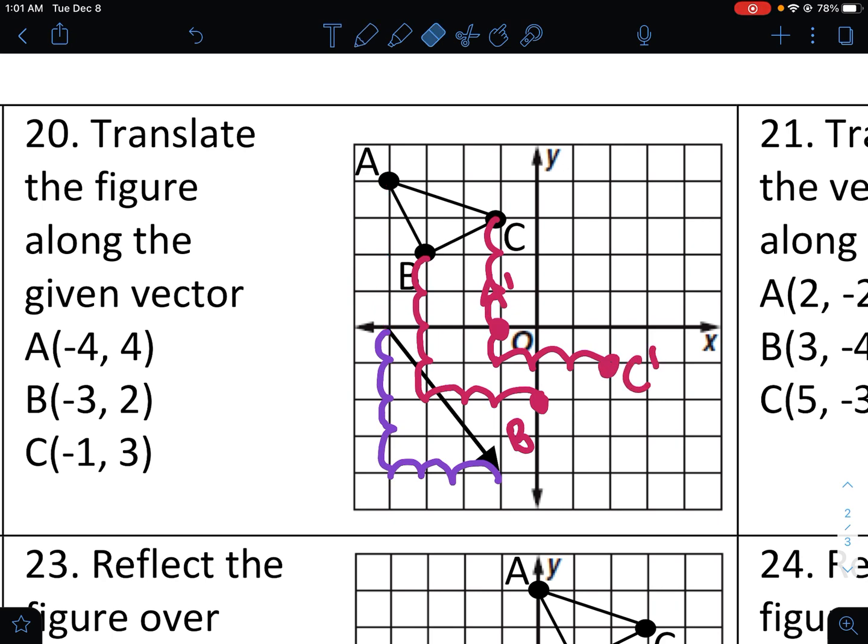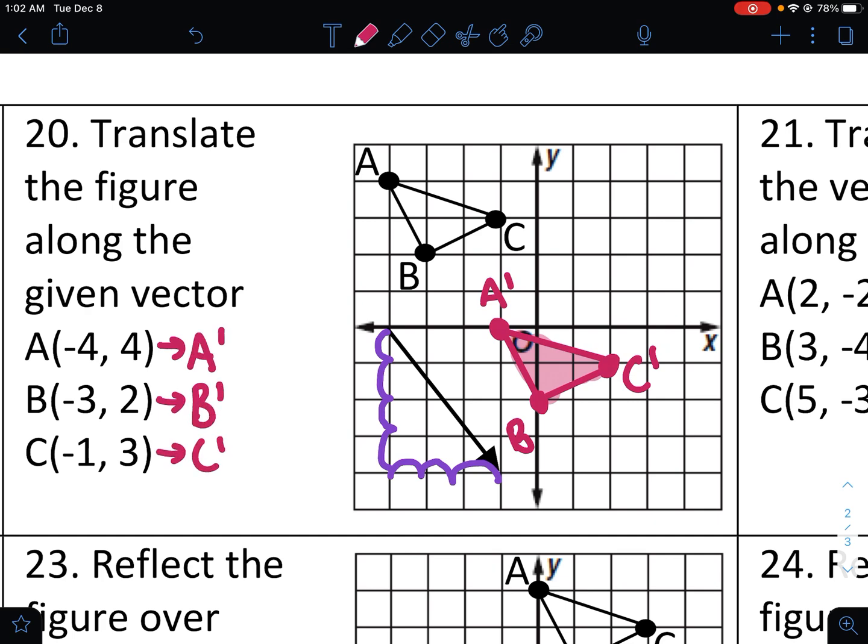I'm going to get rid of all of this because it's just in the way, being confusing. And then there you have your new triangle, which should look exactly like the original triangle, just in a different spot. Okay, and then you can put the new coordinates here. So that's A prime, B prime, and C prime. So this one we did differently than the last one because it was giving us a vector. So it was just easier to count for this one, in my opinion.